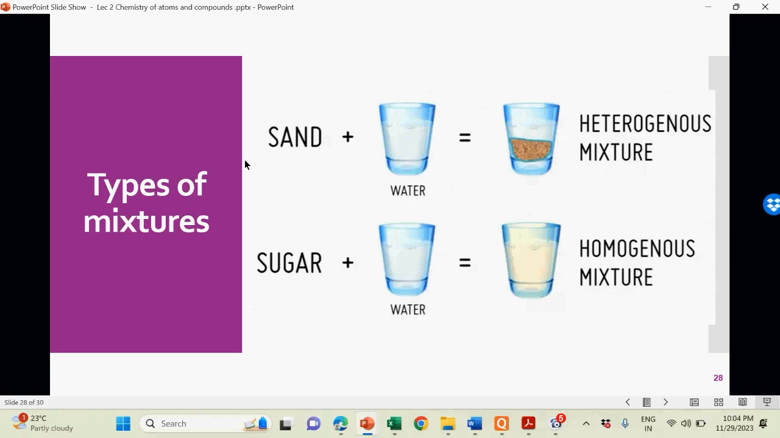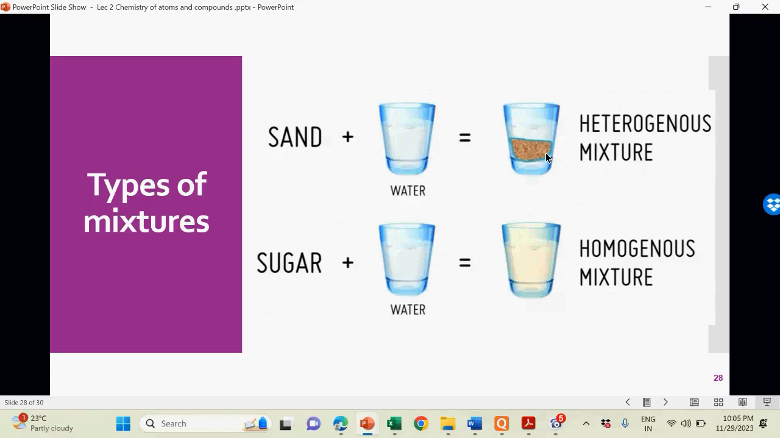So to this level, the mixtures are different from the compounds. If you remember yesterday, we said the components of the mixtures are not necessarily in the same ratio or the same proportion. You can put 10 moles of sand, or let's say about the homogeneous mixture in this case of sugar and water. This is a homogeneous mixture of sugar and water, okay?